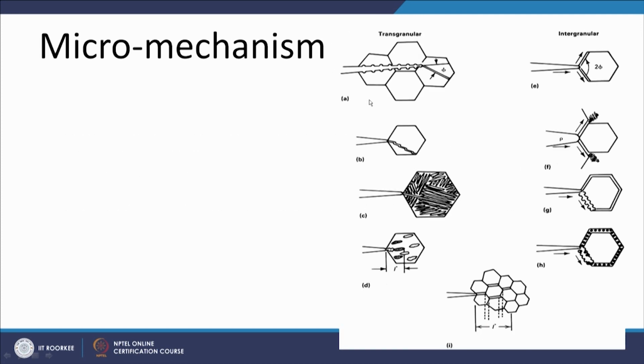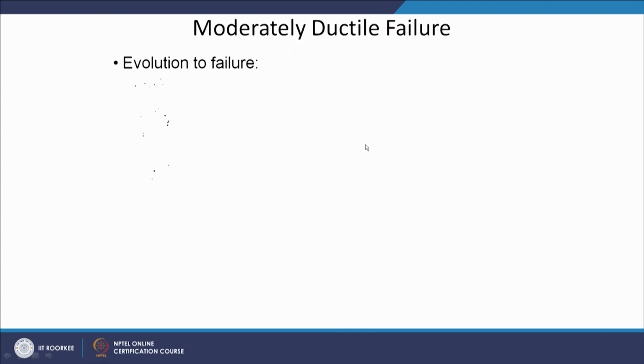So, this is the schematic way by which the crack grows. In the case of transgranular fracture, the crack grows through the grains, but here the crack grows along the grain boundaries preferentially. Then we can say how ductile fracture is observed in a typical tensile test of the material. This is what has been shown here: the evolution of ductile failure in the case of a tensile test.